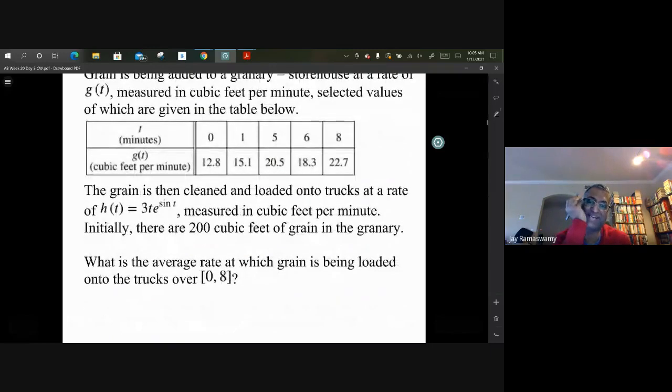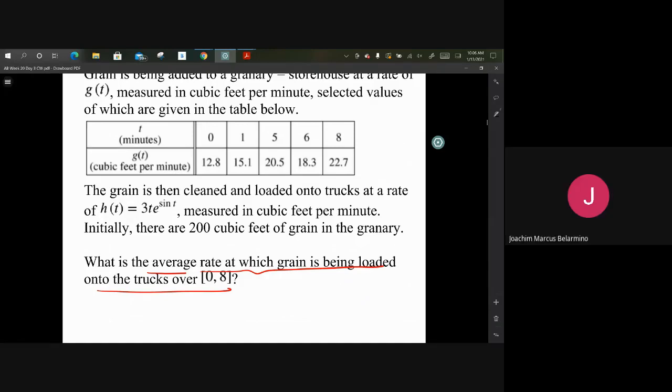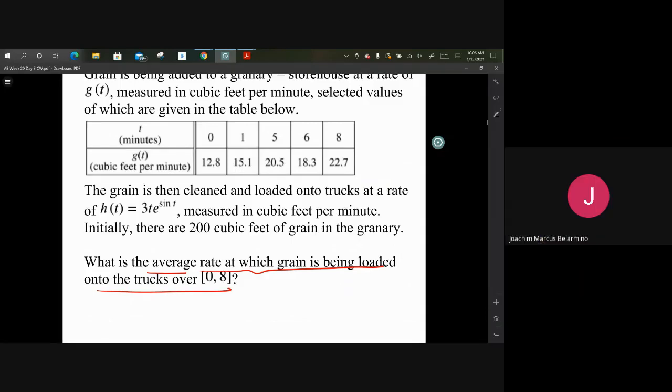Okay, next, for practice. Independent practice, I'm in no rush. Interpret the problem literally. We did it 10 minutes ago. I want to see learning happen. Write something down on your sheet of paper. Do not speak. Do not overthink the problem. It says, what is the average rate at which grain is being loaded onto the trucks? Remember, it does not say average rate of change. Write something down. Interpret it.